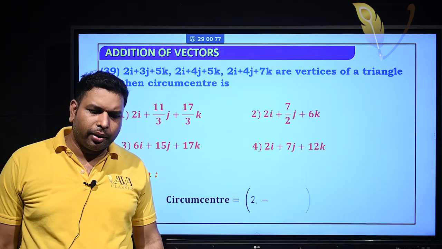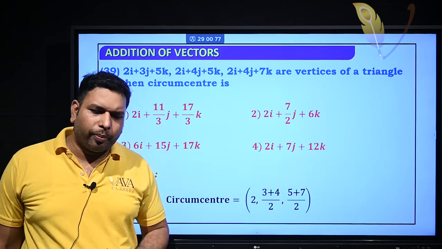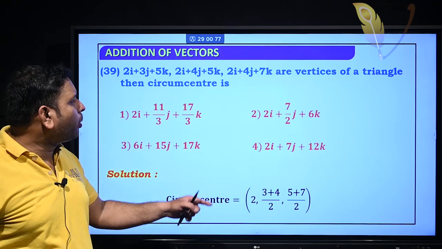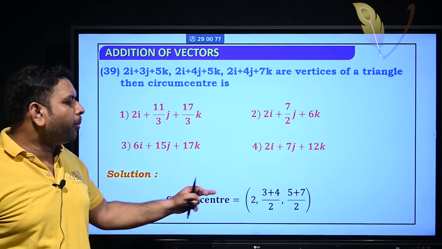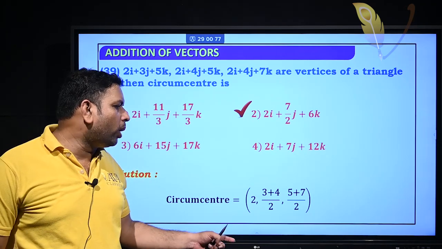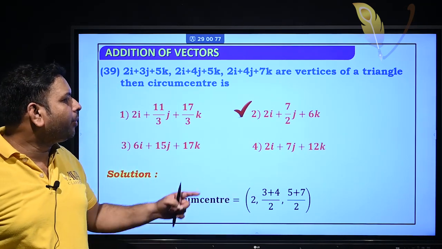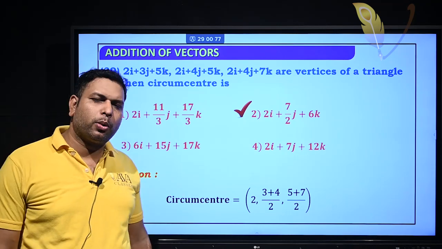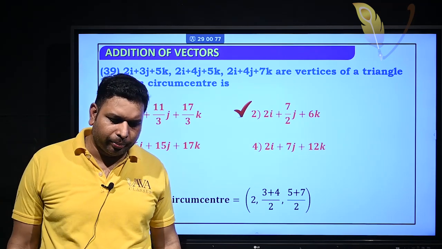Now solution. Circumcenter equals (2, (3 plus 4) by 2, (5 plus 7) by 2). So it is 2i cap plus 7 by 2 j cap plus 6k cap. So the second option is the right option.